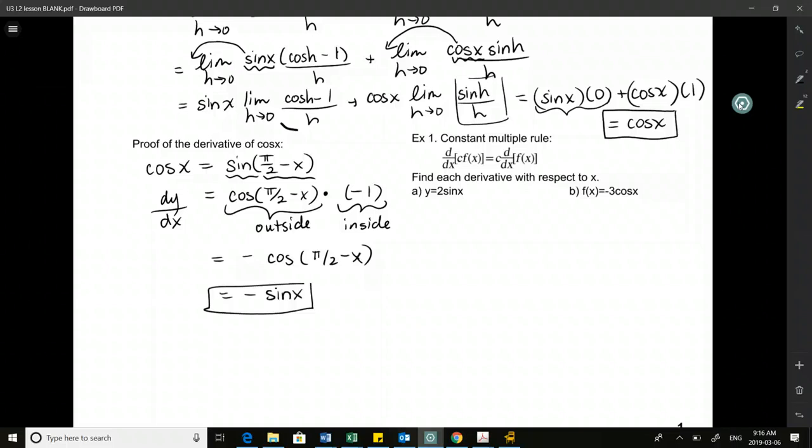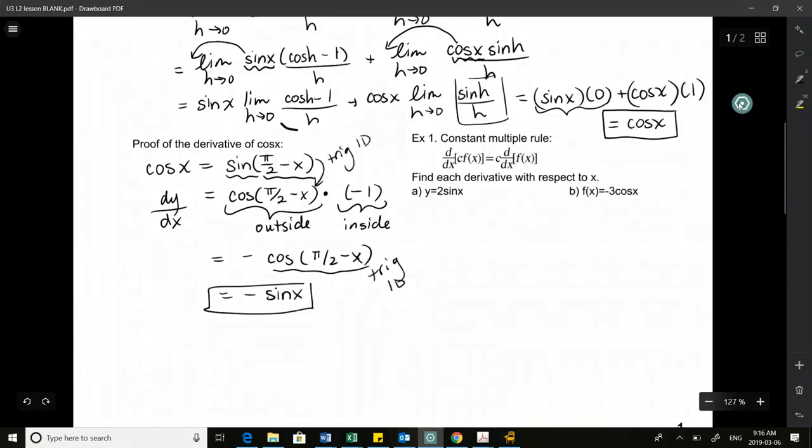Okay, and again, the only reason that we were able to do this is because of our proof from above, because we were able to prove that the derivative of sine is explicitly equal to cos x. Okay, this is a trig identity right here. And this is also a trig identity.